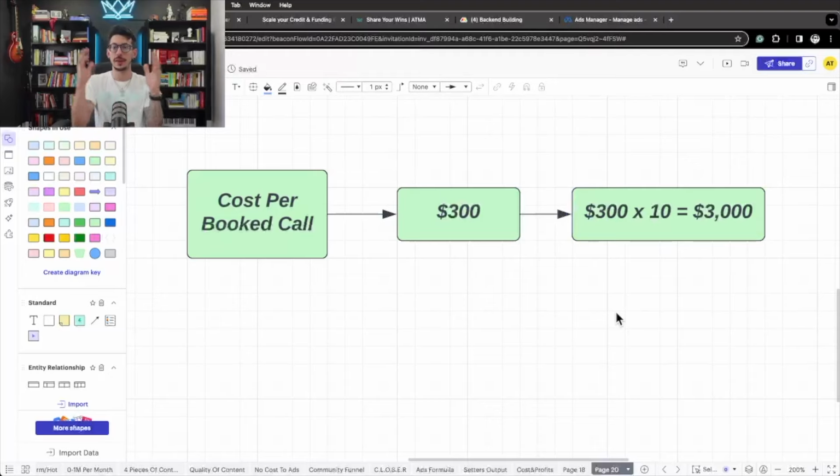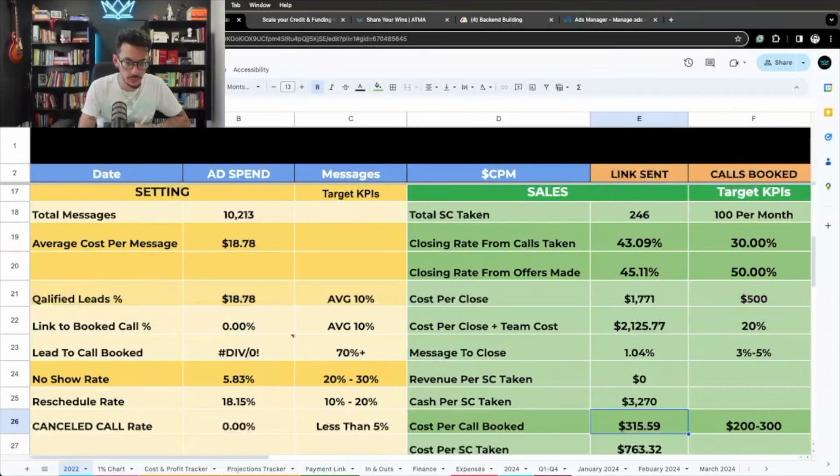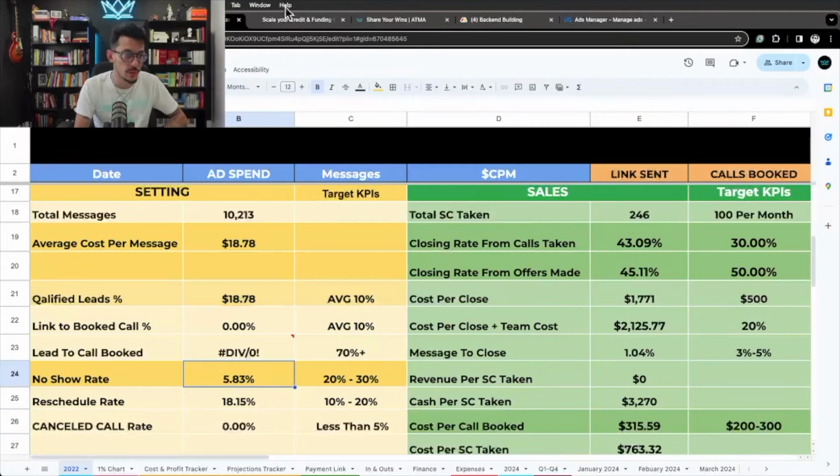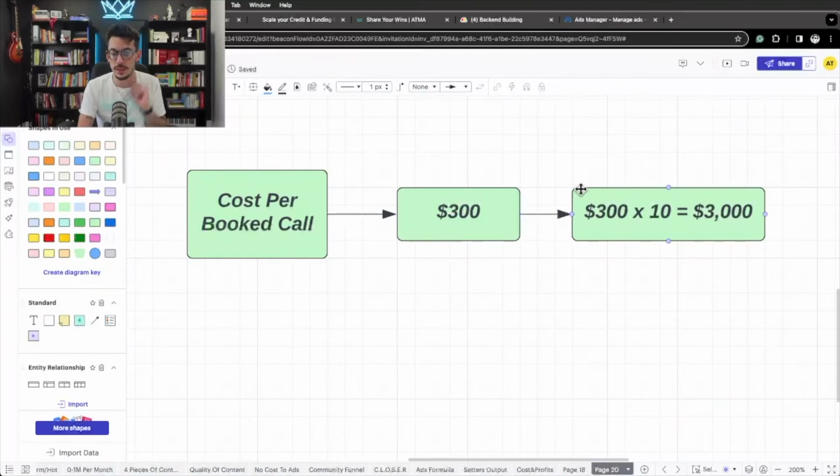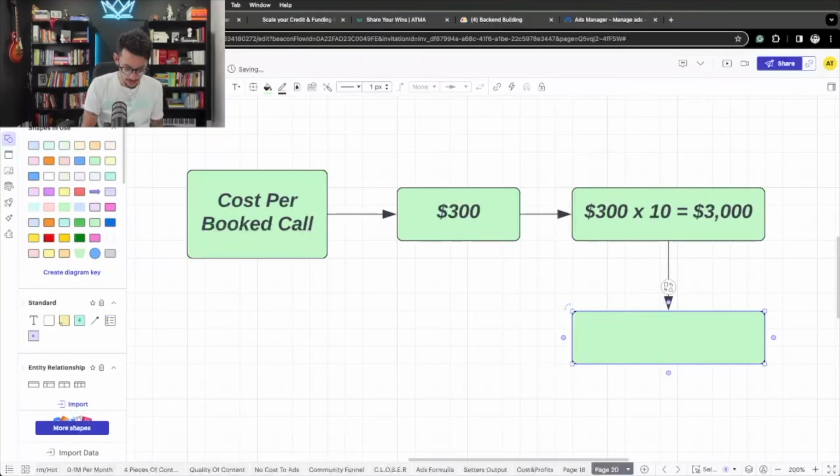Now I have 10 people in front of me. Now we gotta know the no show up rate and my closing rate, which are two metrics after you know your book call. Let's go back to my yearly. The no show up rate was 5%, so we had a very low no show up rate. For me, let's say it's 10%. Out of these 10 people, 9 will show up, right?